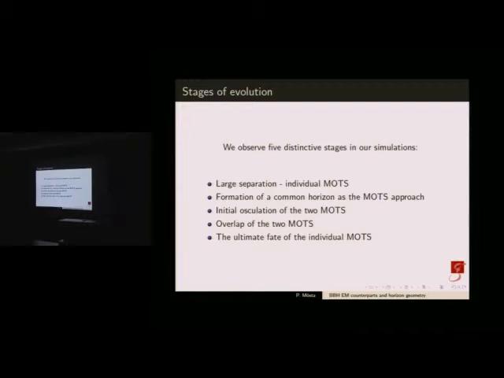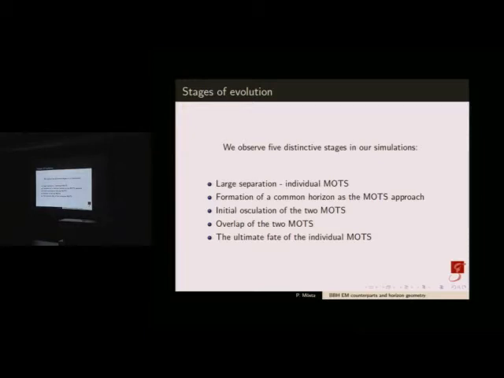So now we look at what we can see in our simulation. We have 5 distinct stages. There's a large separation part where the properties of both black holes can be looked at as individual systems. They don't influence each other in terms of their geometry. Then eventually, as they start to approach, at some point they form this common horizon. And at this point, this is when it gets interesting for us. But then we don't really know what's happening to the individual surfaces anymore. Then these two surfaces continue to approach, and at some point they start touching.